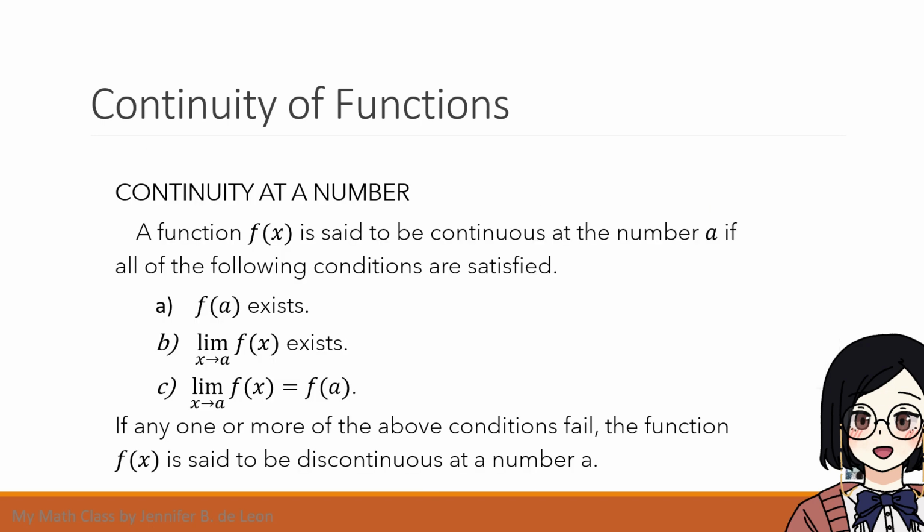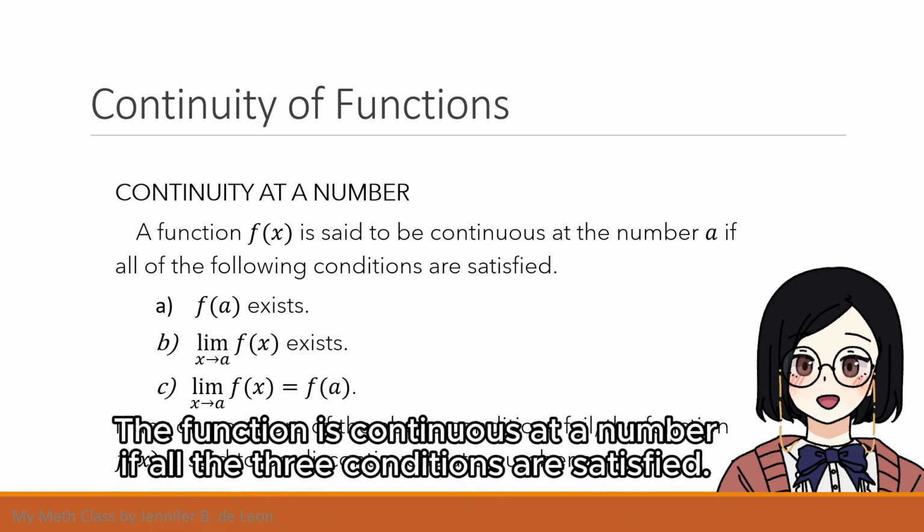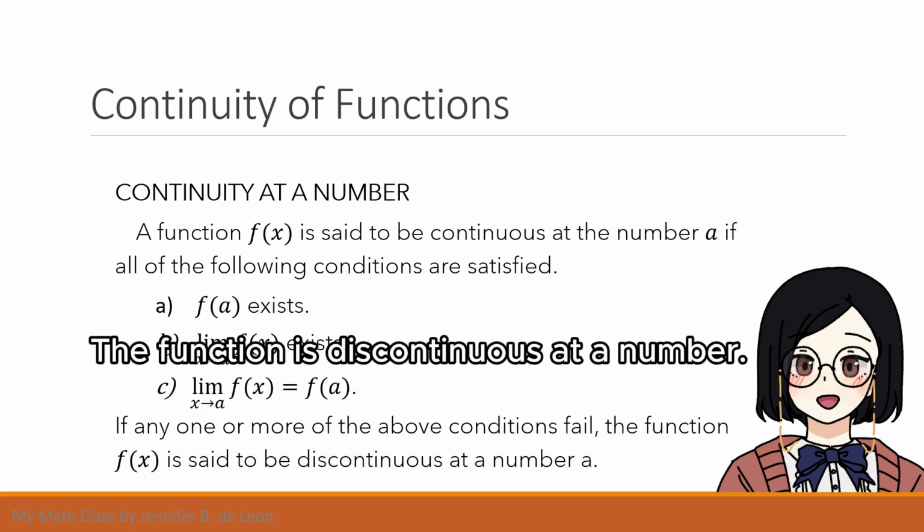Now let's describe continuity of functions formally. A function is said to be continuous at the number a if the following conditions are satisfied. First, f of a exists. Second, the limit of f of x as x approaches a exists. Third, the limit of f of x as x approaches a is equal to f of a. If any one or more of the given conditions fail, the function is said to be discontinuous at the number.